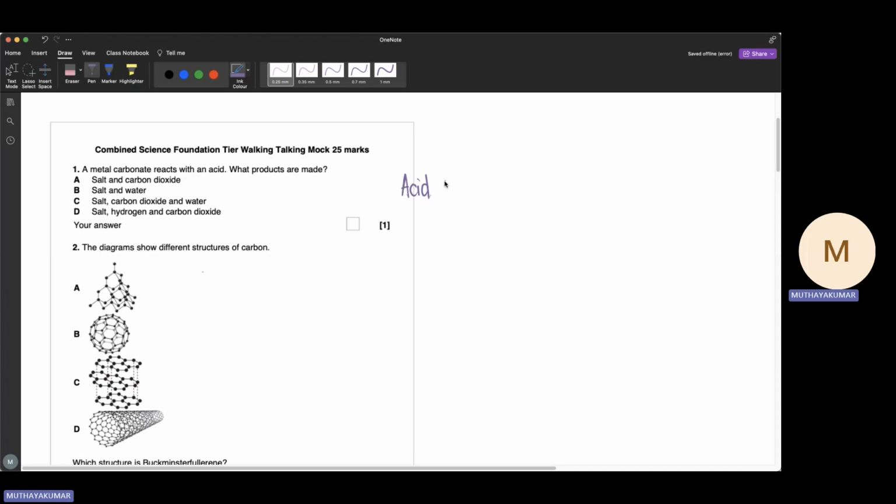So acid plus a metal carbonate produces 3 products. It forms a salt, it forms water, and the third product is carbon dioxide. Therefore, the answer to this question is C, salt, carbon dioxide, and water.